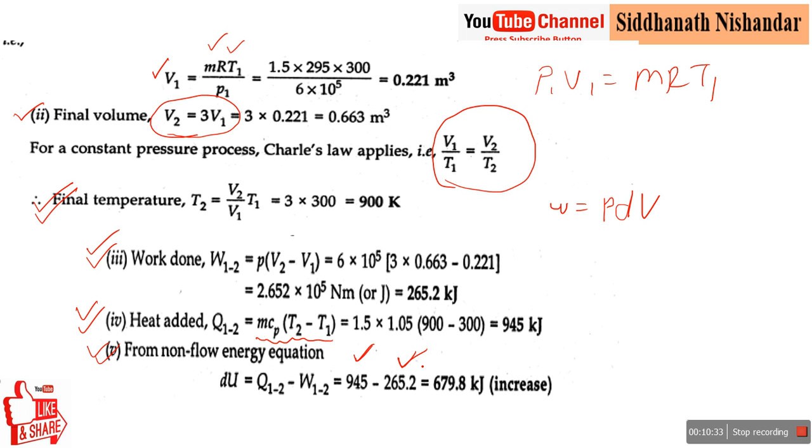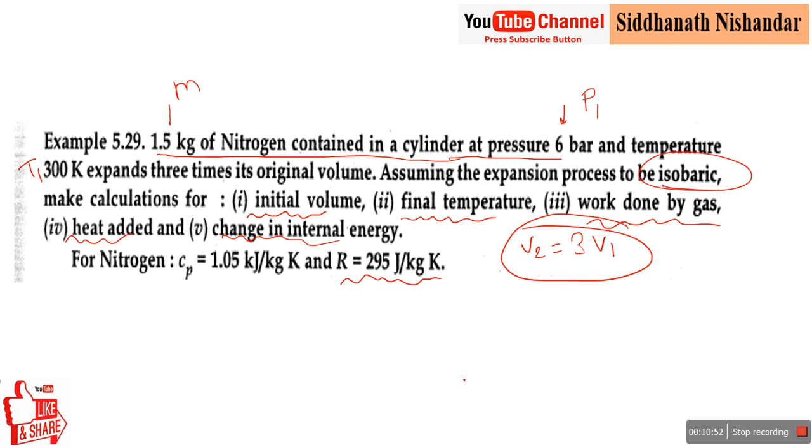Directly putting in these values, we can get the change in internal energy, and that value is positive. What does it indicate? The change in internal energy increases. That positive sign indicates the change in internal energy increases. If there is a minus, the change in internal energy decreases. This is a very basic, fundamental numerical. Hope you can easily understand.